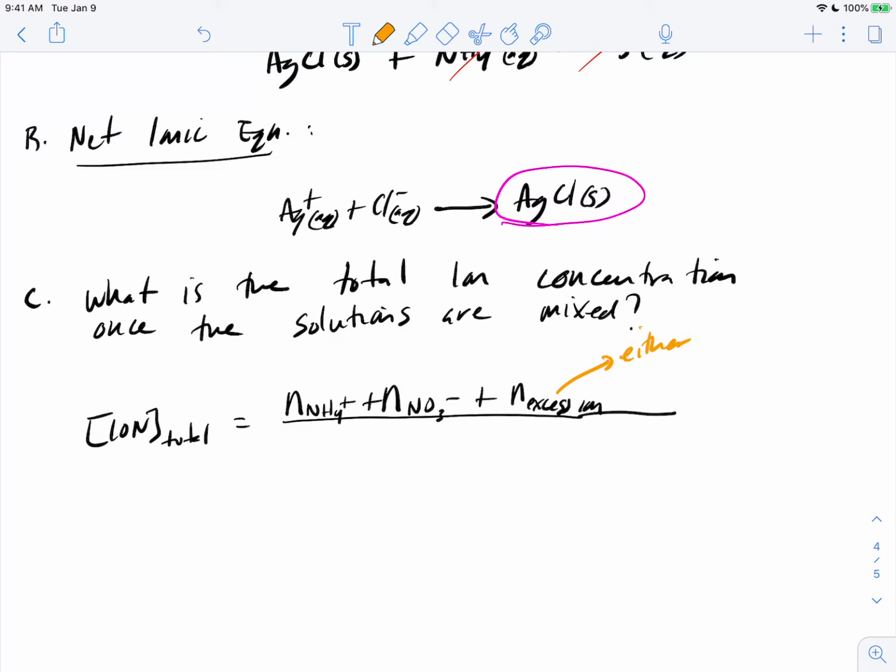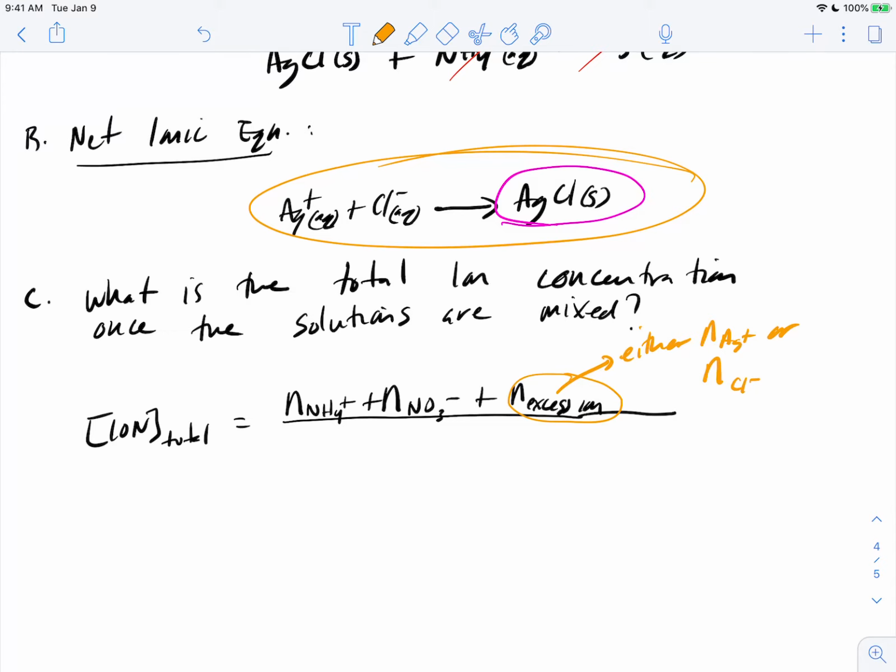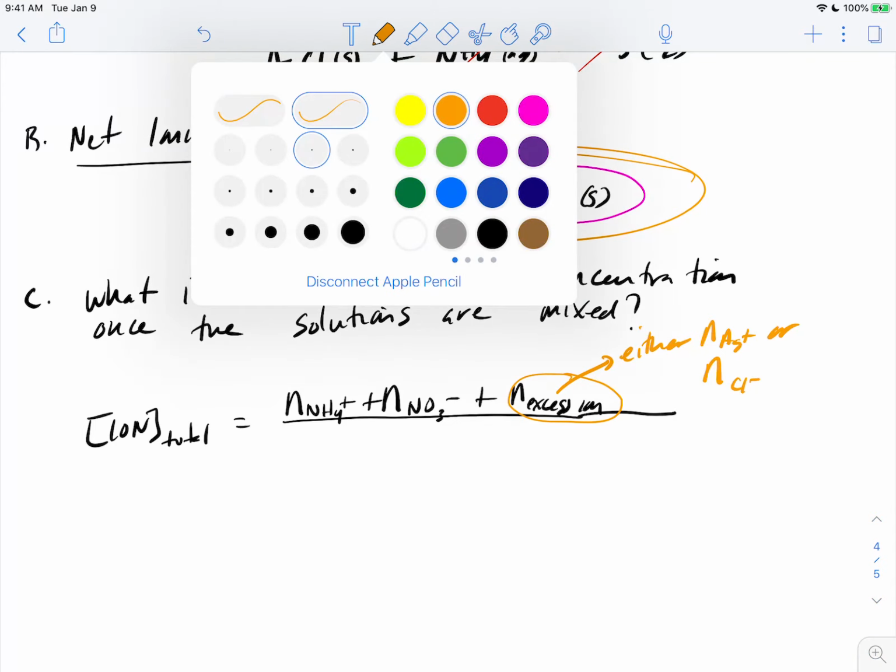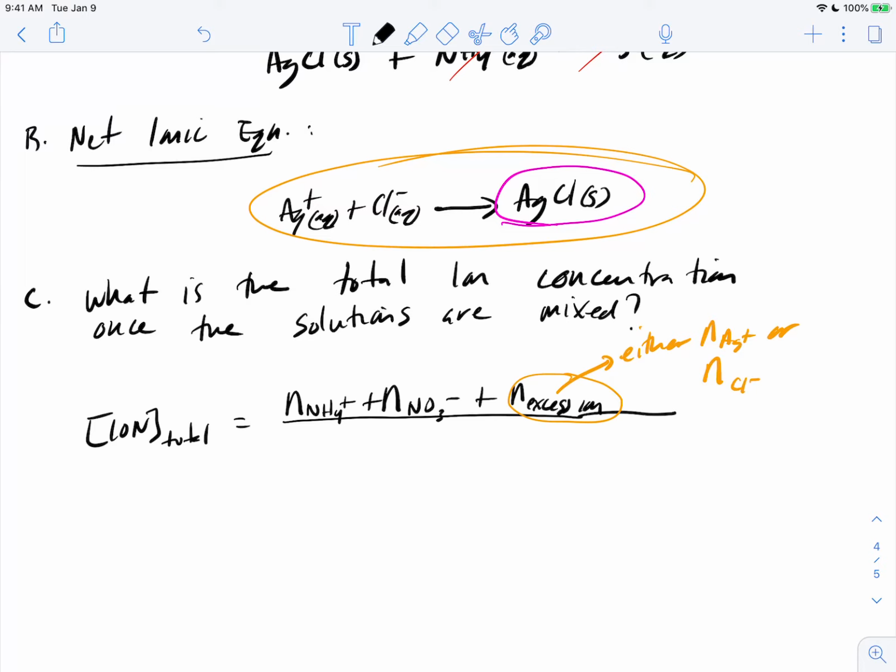So in this reaction, we are going to run out of either silver or chloride, and that's going to limit how much silver chloride we can make. So it's going to be either moles of silver or moles of chloride. We have to figure out which one will run out first, and then how much would be left over of that next. So to determine this is a limiting reactant problem. That's why it's trickier than it might initially look. And then this is the total liters of solution.